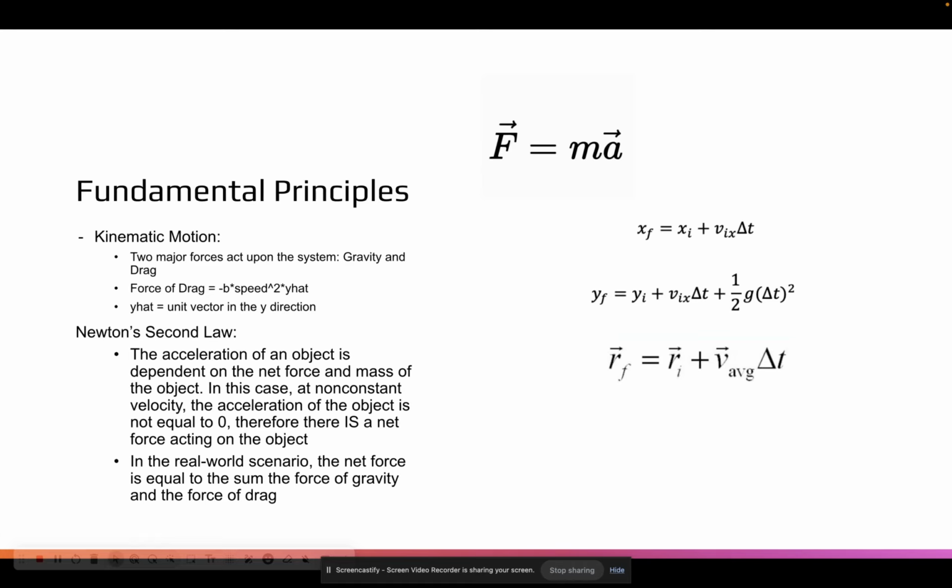Whereas Newton's second law is the acceleration of an object is dependent on the force and mass of the object. In this case, at a non-constant velocity, acceleration is not equal to zero, and therefore there is a net force acting on the object. So in the real world scenario, the net force is equal to the sum of the force of gravity and the force of drag on the object.